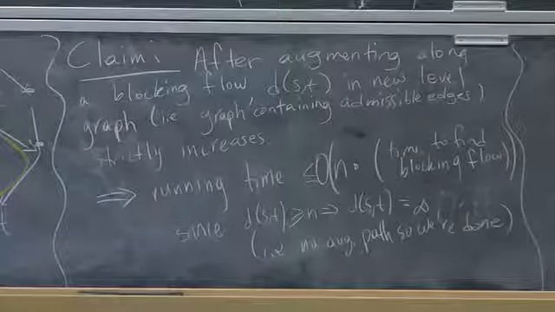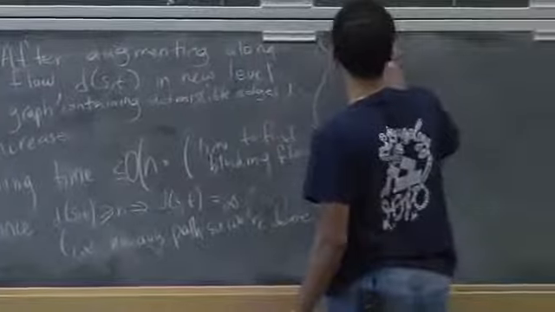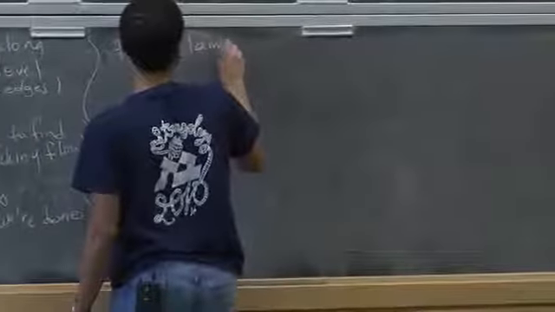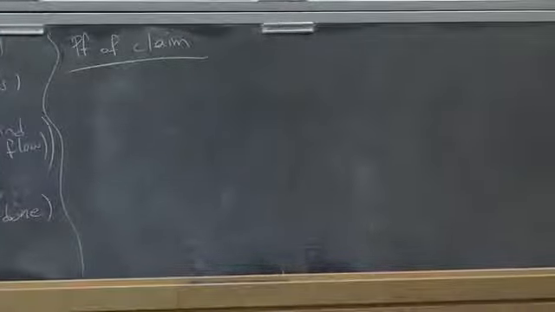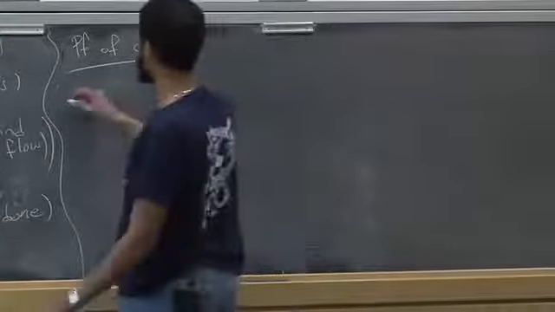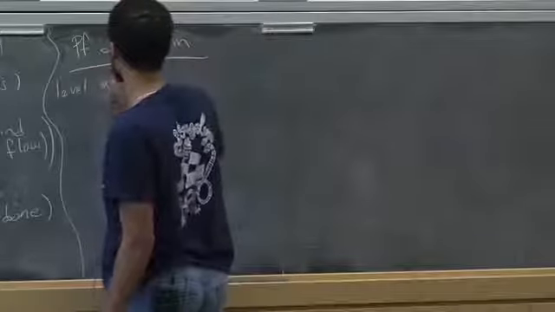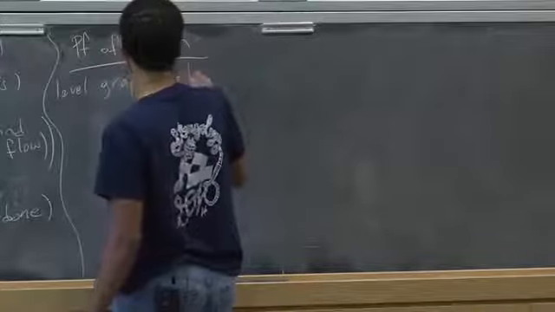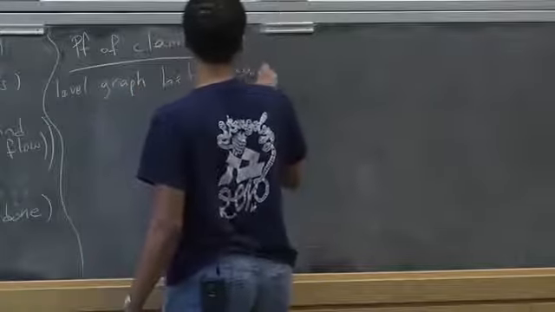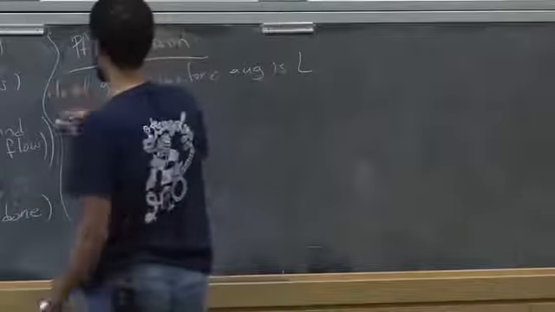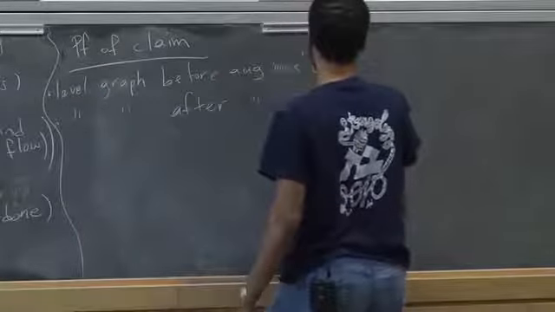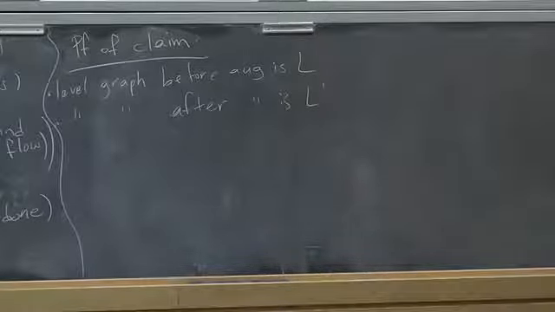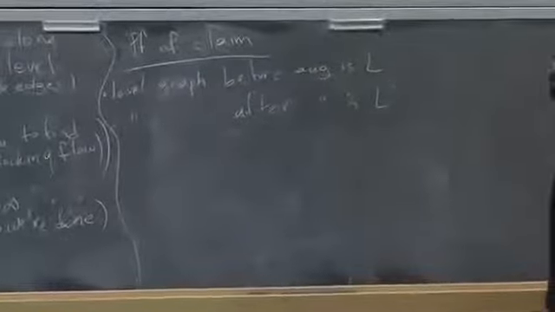Okay. So let's prove the claim. It's actually a pretty simple claim. Let's look at the level graph before augmentation, which is L, and the level graph after augmentation, which we'll call L prime. The level graph, remember, is the graph containing the admissible edges.